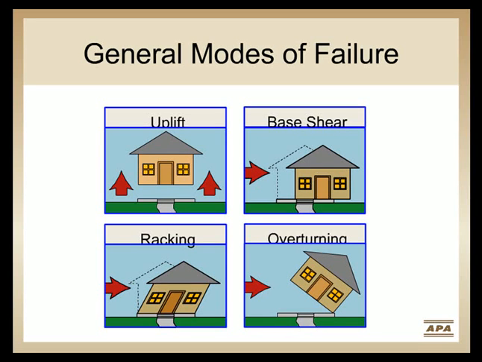And so the next item I'd like to share with you is some photos that we've collected over the years that demonstrate our general modes of failure: uplift, base shear, racking, and overturning. One of the services APA provides is that when there is a wind event or earthquake, we send out our local field rep when feasible to take photos and write a report. We have several publications on our website that have come out of these investigations following tornadoes and Hurricane Katrina, for example, that you can refer back to in the future.